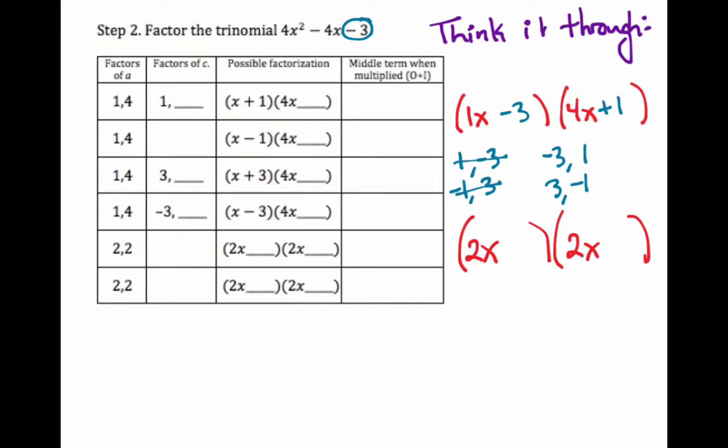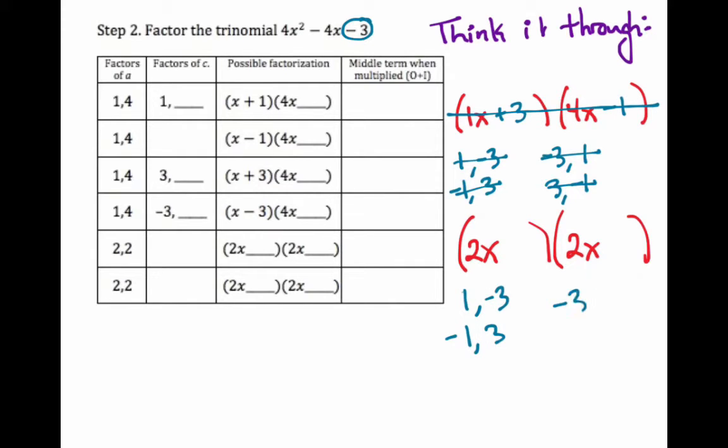Okay, and some of you can already see the pattern here, and you already know, but that's okay. 1 times 1x is going to give me 1x. Negative 3 times 4, oh, that's going to give me negative 12. There's no way that 1x minus 12x is going to give me negative 4x, so it can't be that. Same thing with this 3, negative 1. It can't be that, so it's none of those. It's got to be one of these.